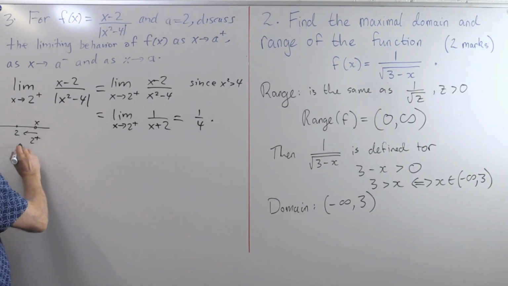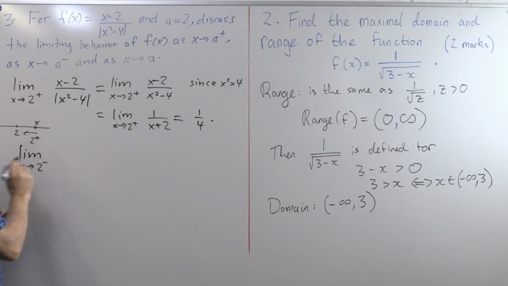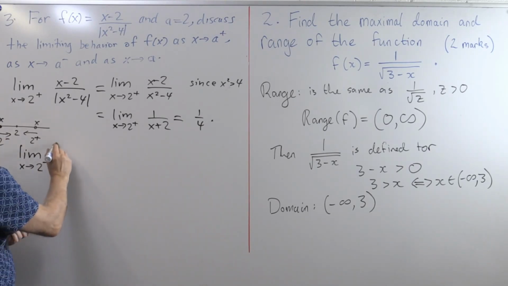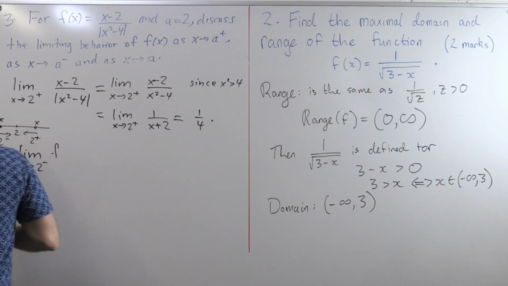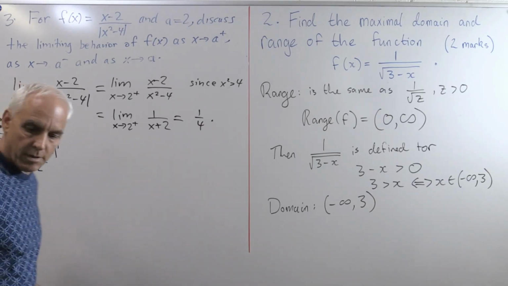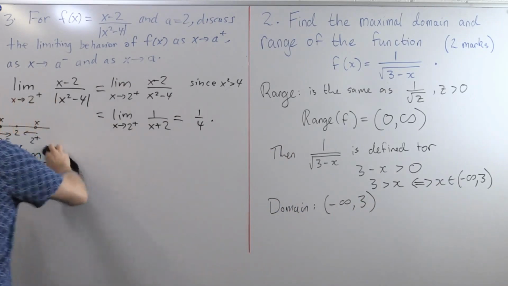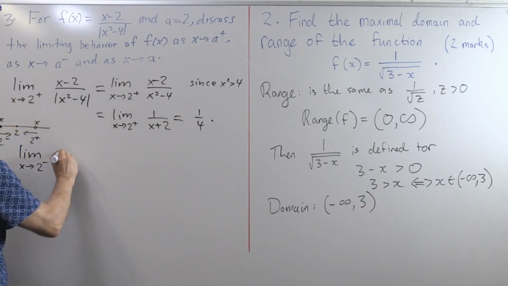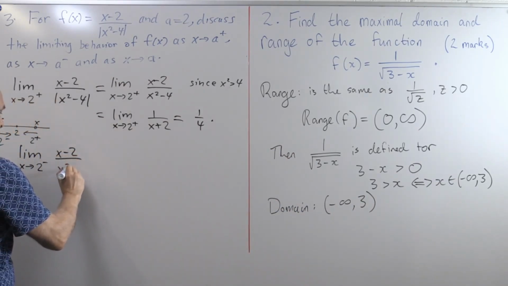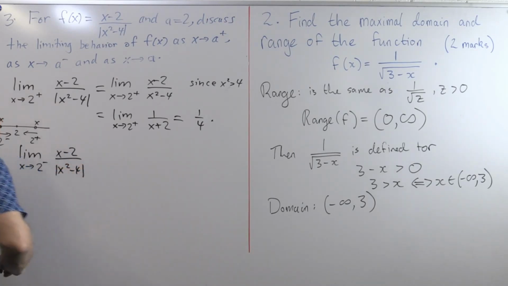And then the next limit is much the same, but now we're approaching x equals 2 from the left. So now we're moving in this direction, 2 to the left. So we write just, so just plug it in right directly. So x minus 2 over x squared minus 4, absolute value.